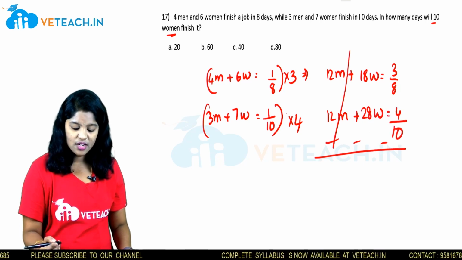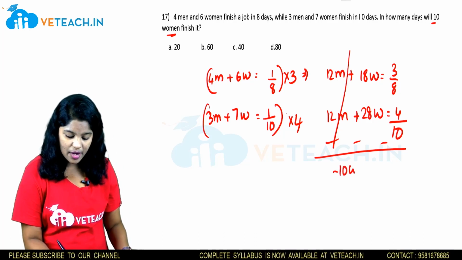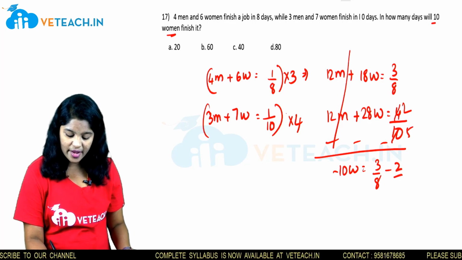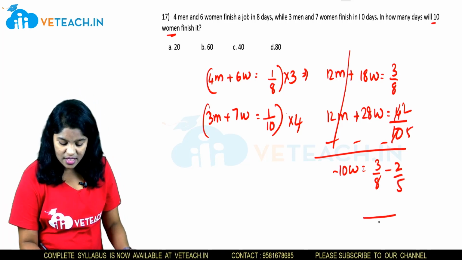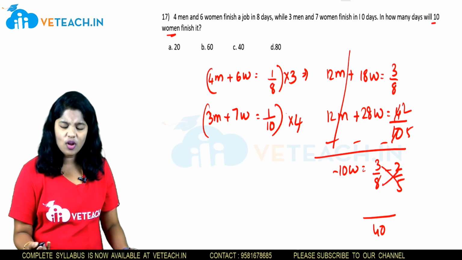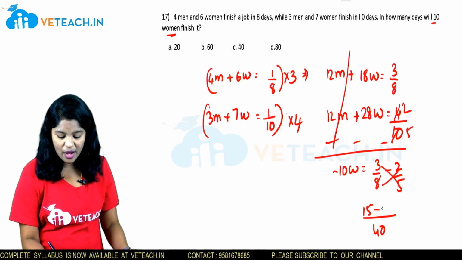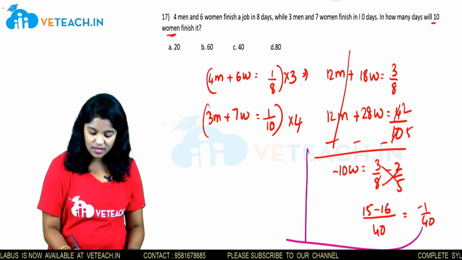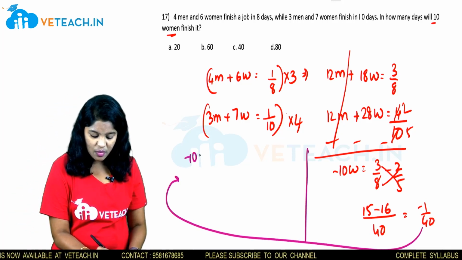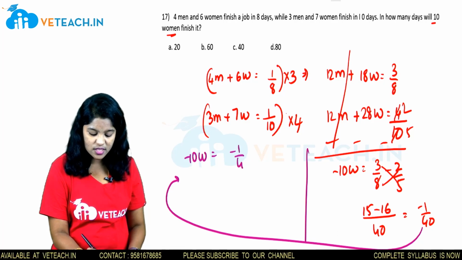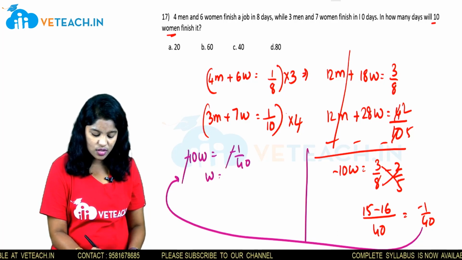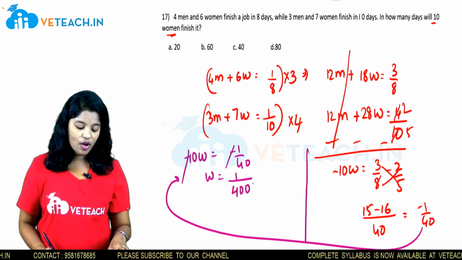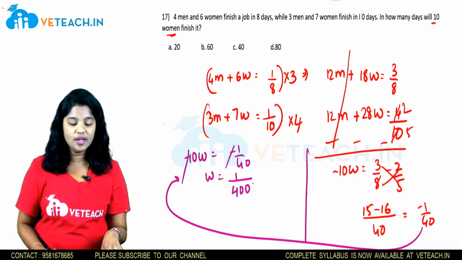Now subtract. We will get minus 10w is equal to 3/8 minus 2/5. So take LCM here, 40. Just cross multiply, it will be very easy. 15 minus 16, that is minus 1 by 40. So this transforms to minus 10w is equal to minus 1/40. Cancel the minus signs. So one woman can complete 1 by 400 part of the work in a single day.